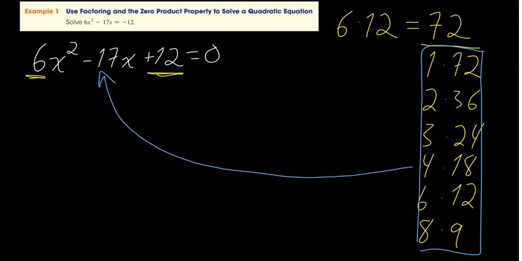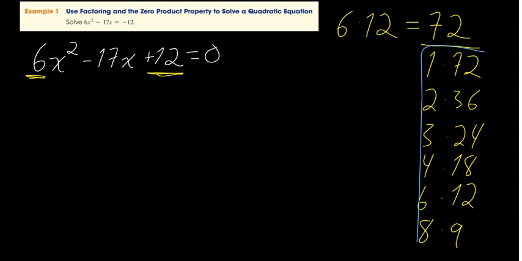Okay, so which one would give me the -17? It looks like 8 and 9. So what we're going to do is say a -8 and a -9. Okay, a -8 and a -9. So let's rewrite this. Let's put a star by it. The 8 and the 9.